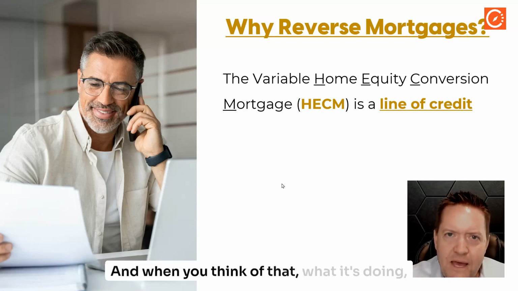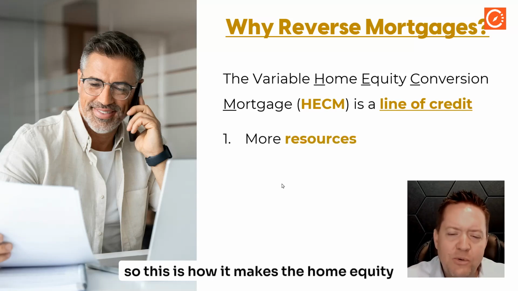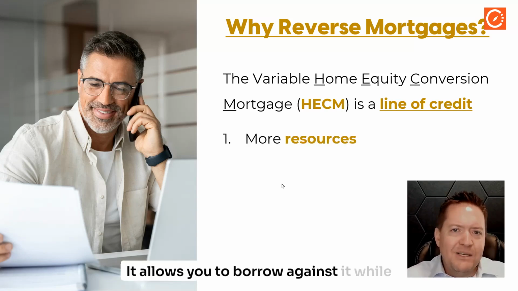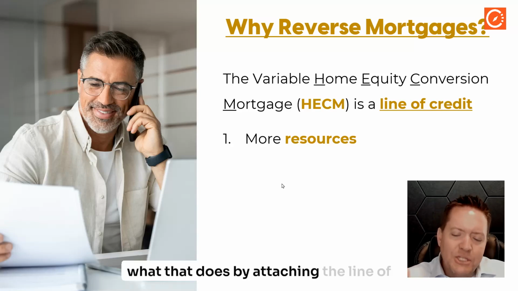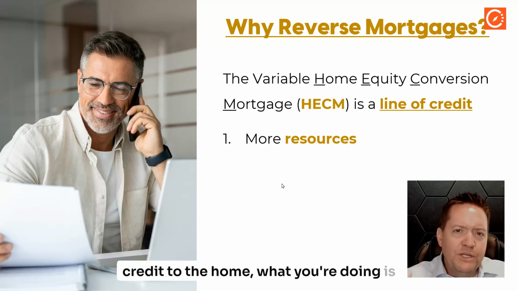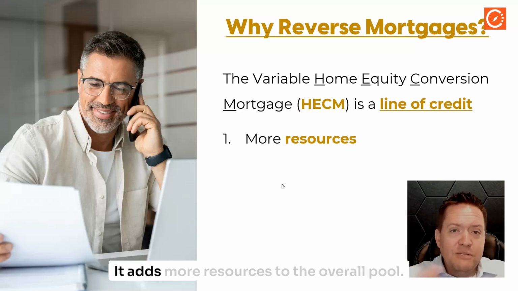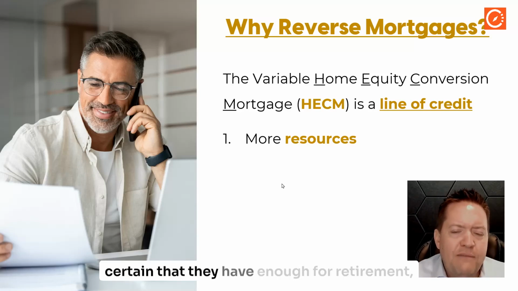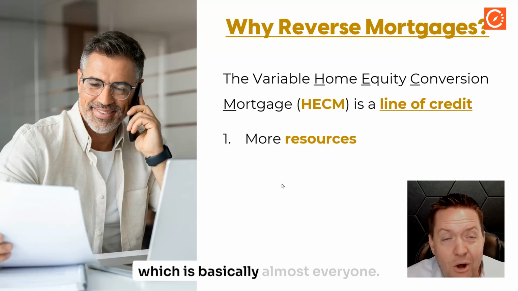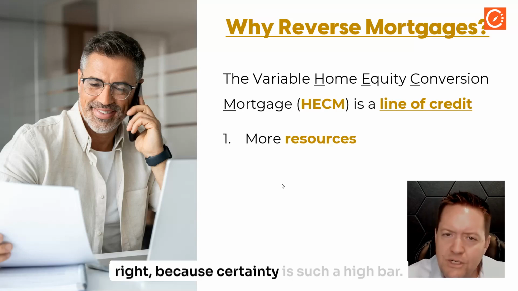This is how it makes the home equity liquid. It allows you to borrow against it while keeping the asset, rather than selling portions of it. By attaching the line of credit to the home, you're making it liquid, which does two things. It adds more resources to the overall pool. Think of all the clients who aren't certain they have enough for retirement, which is basically almost everyone, right? Because certainty is such a high bar.